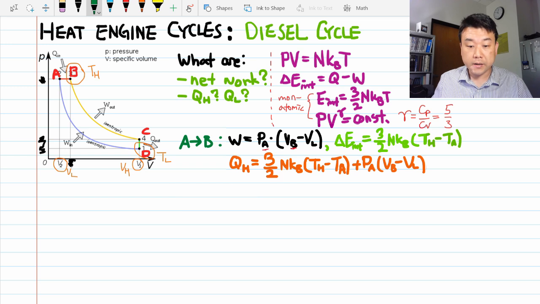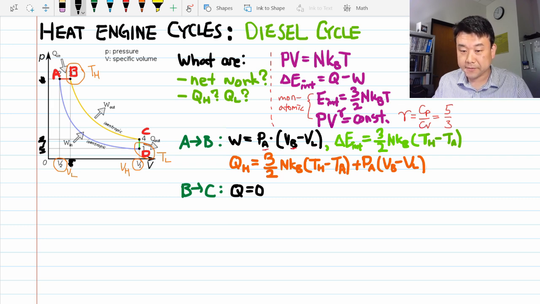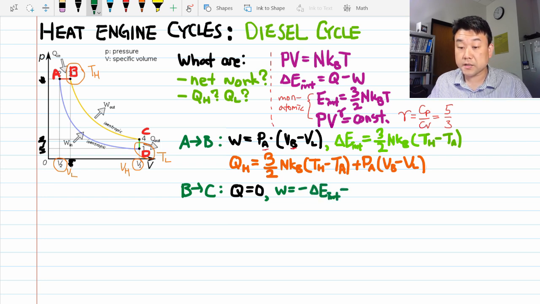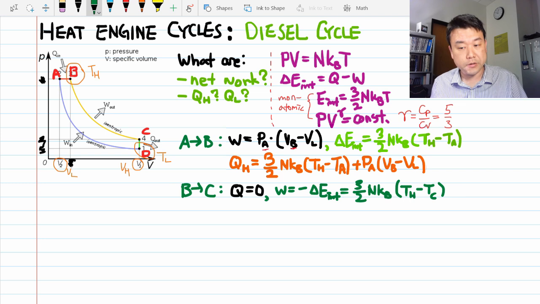Alright, let's keep going. The adiabatic expansion from B to C. So now things get easier. The heat transfer is zero, it's adiabatic. So we can say that the work done is minus the change of internal energy, and we can express that in terms of the temperatures. The temperature at point C is lower than the hottest temperature, so this is positive, as we expect it to be. Because there are so many minus signs, I want to make sure I didn't make a sign error.